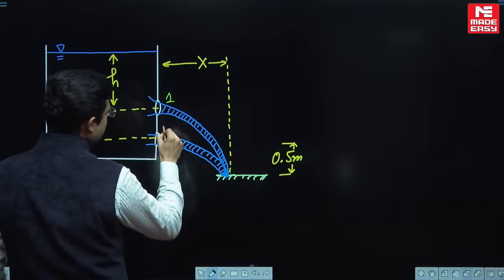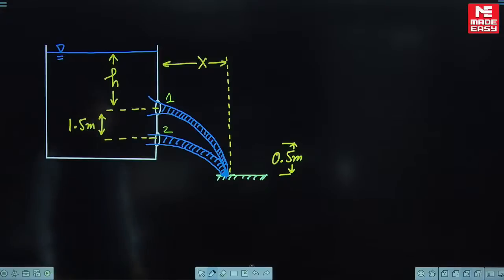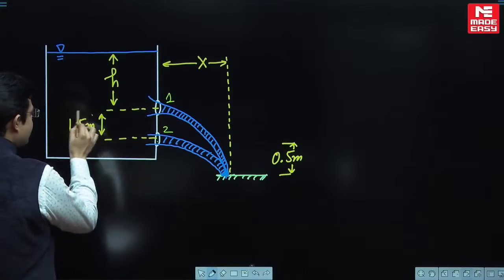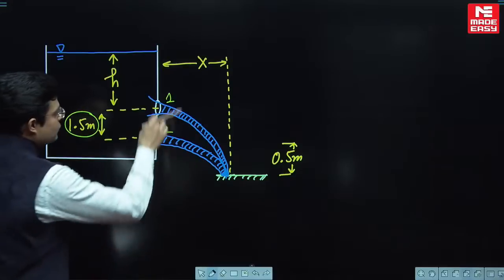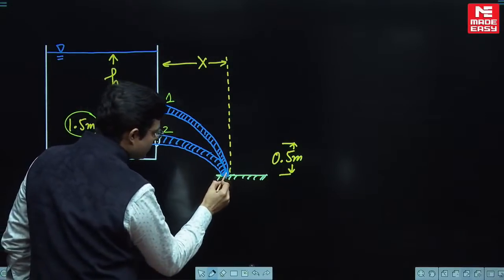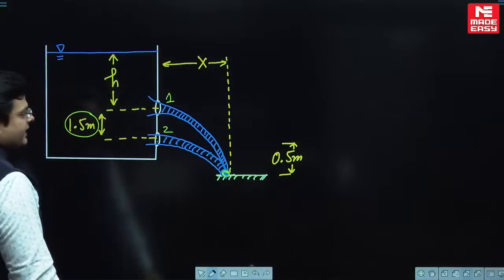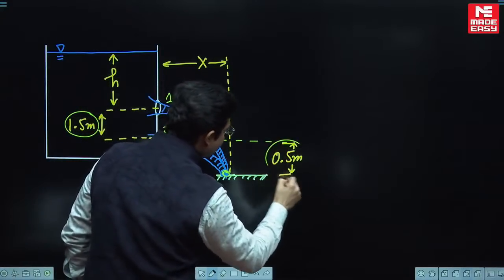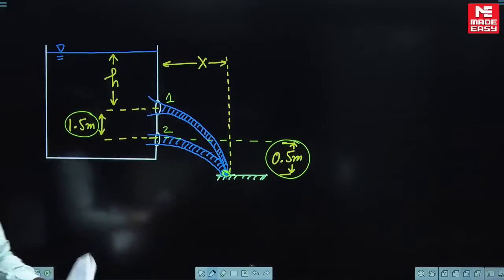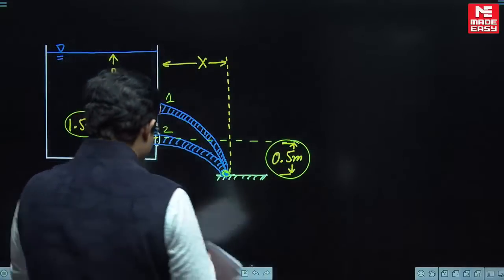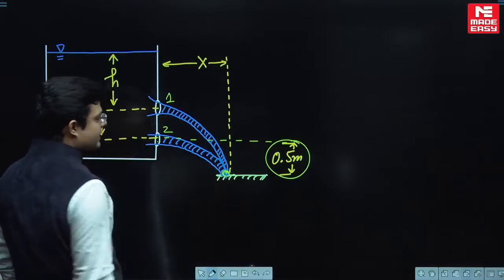Let this be orifice 1. Let this be orifice 2. So for orifices 1 and 2, the distance between their centers is given as 1.5 meter. The jet coming out from 1 and the jet coming out from 2 are intersecting at this point, at a distance of 0.5 meter below the lower orifice. Somewhere here both of them are intersecting.